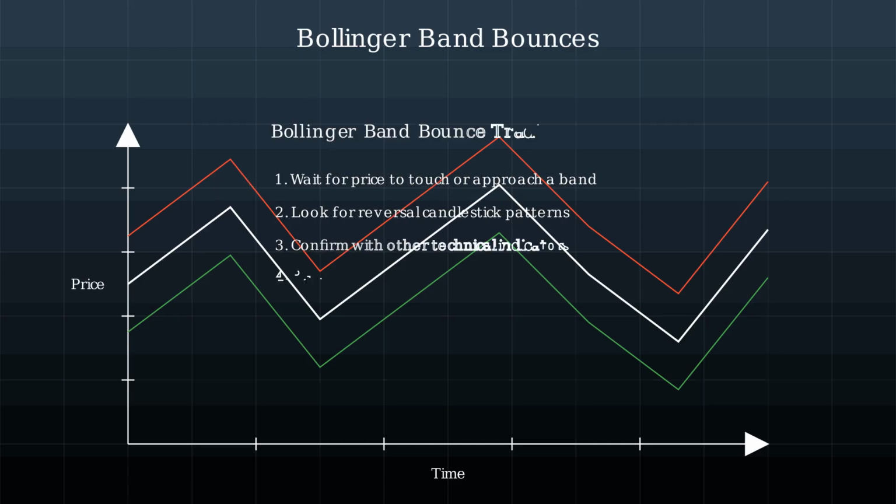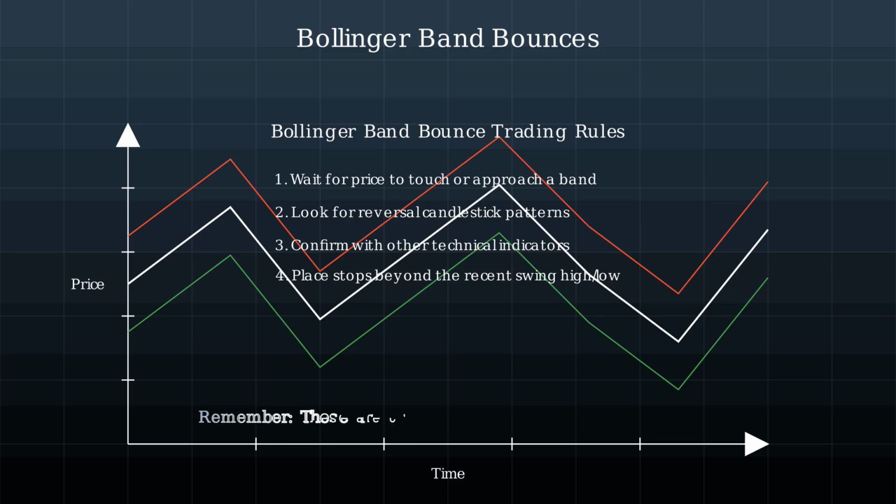Here are some basic rules for trading Bollinger Band bounces. Wait for price to touch a band, look for reversal patterns, confirm with other indicators, and place your stops beyond recent swing points. Remember that Bollinger Band bounces are probabilistic signals, not guarantees. Always manage your risk appropriately when trading these patterns.